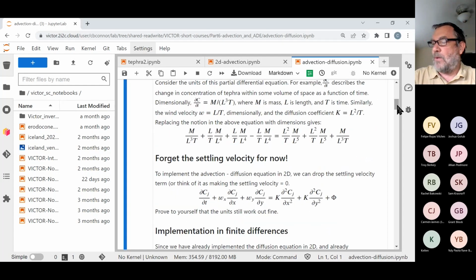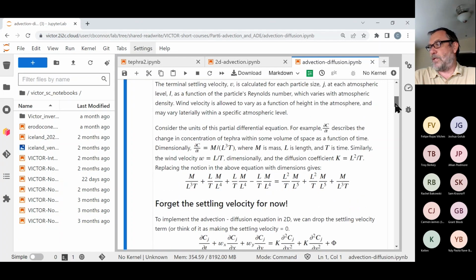Okay. But now I want to forget about the settling velocity. Let's just implement a simple solution to the advection diffusion equation for a second. And so here it is. That's exactly the same expression. And we're going to implement this one in code.